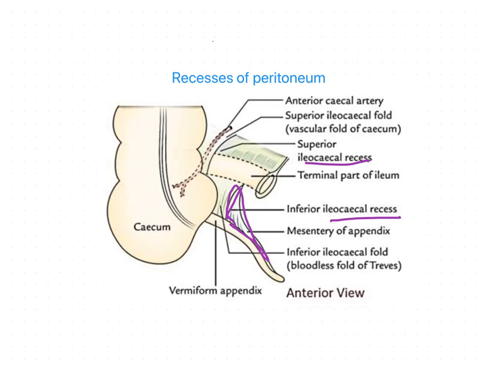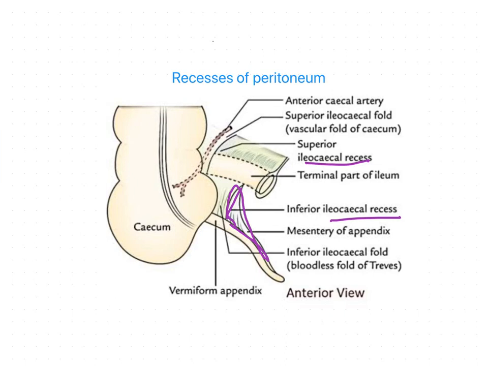For example, the subphrenic spaces. The subphrenic space is a space between the liver and the diaphragm. We can see some sort of spaces that we can study separately as subphrenic spaces. So this is about the peritoneal cavity.